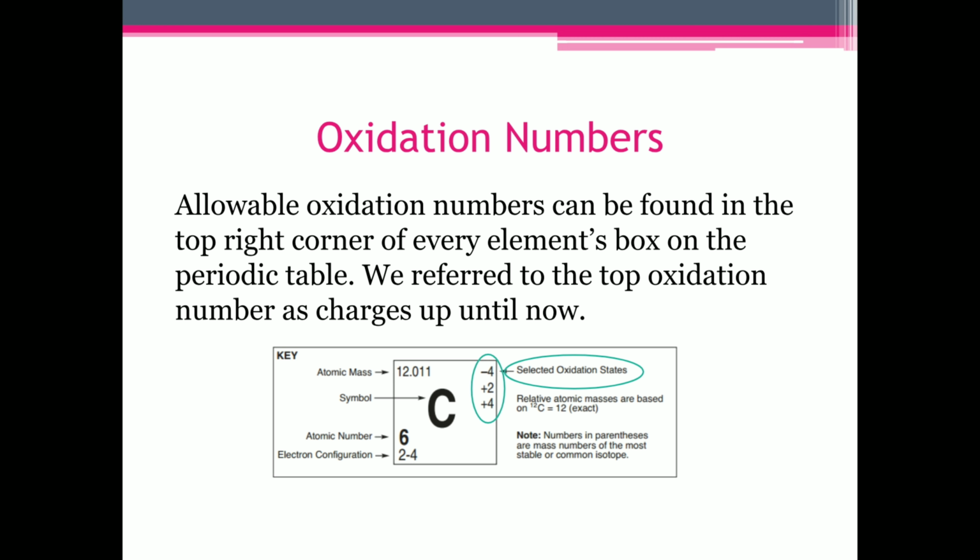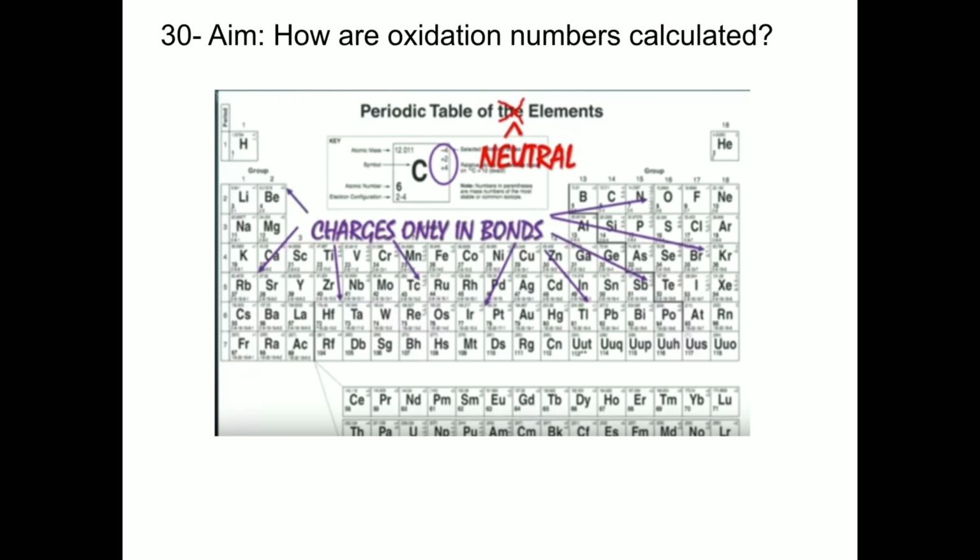Recall that the oxidation numbers found on the reference table are the possible charges other than 0 that an element can have. Recall from earlier in the year that this is the periodic table of neutral elements. So when we have lone atoms, their oxidation numbers are always 0. The oxidation numbers shown on the periodic table are only the oxidation numbers of the species when bonded.